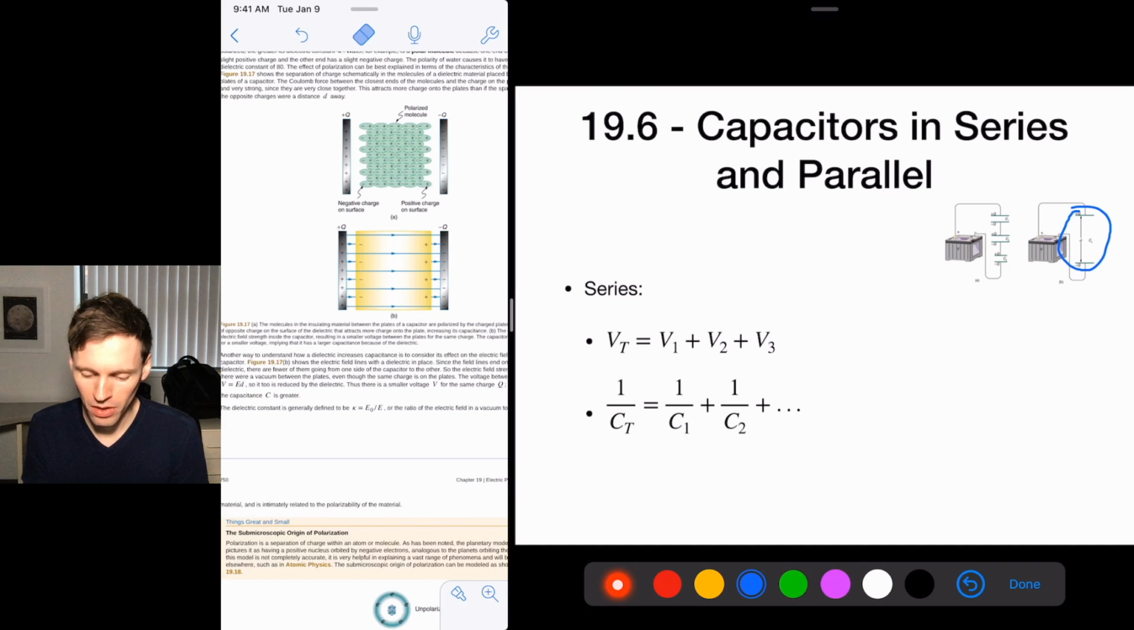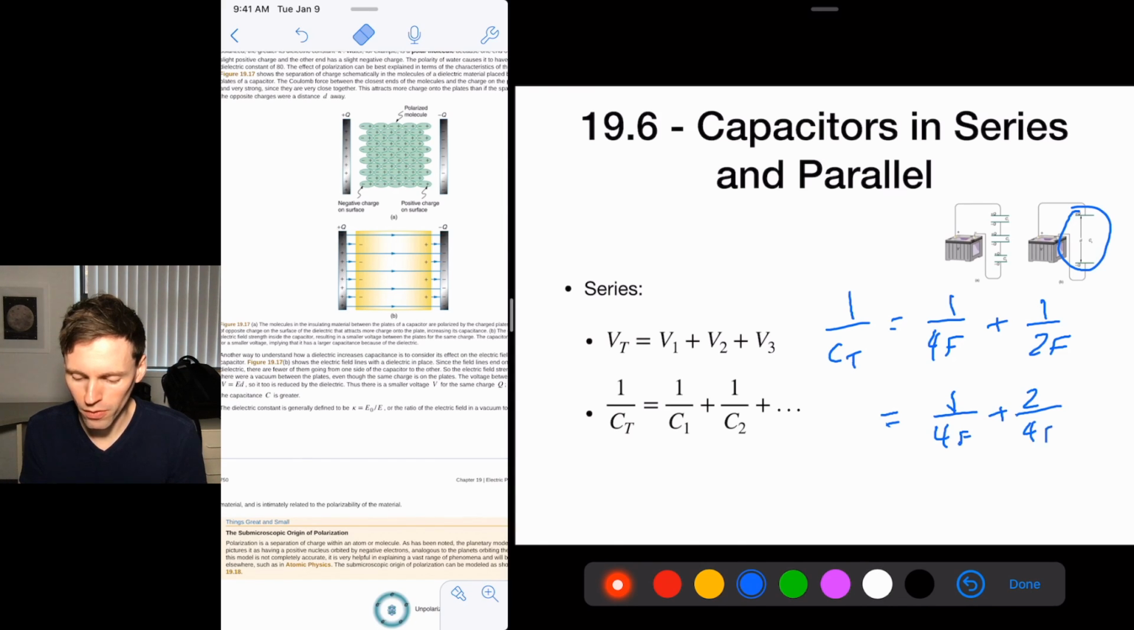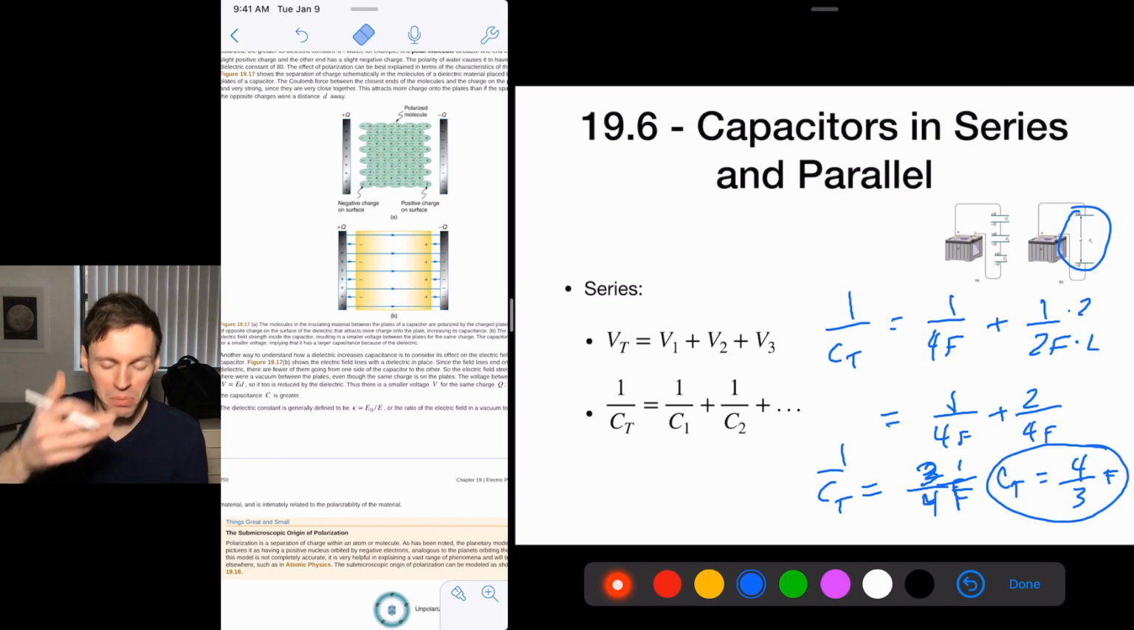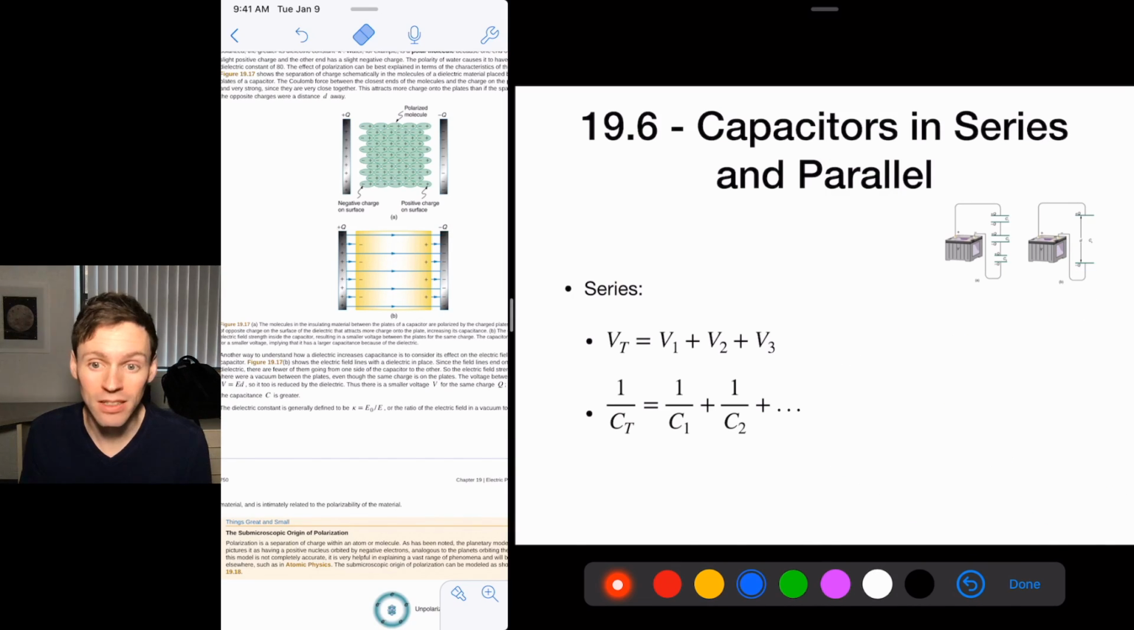So for example, I could say 1 over C total is equal to 1 over 4 farads plus 1 over 2 farads. So if I do 1 over 4 farads plus 2 over 4 farads, multiplying top and bottom by 2 to get a common denominator, 1 over C total is equal to 3 over 4 farads. So then C total is going to be 4 over 3 farads. This is 1 over farads. Okay, so there's my C total. If I want to add a quarter and a half together, I have to do that first and then flip it upside down to get my total capacitance. That's if they're in series and I want to simplify all these capacitors down into one.